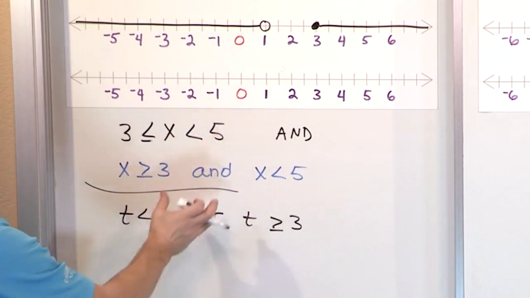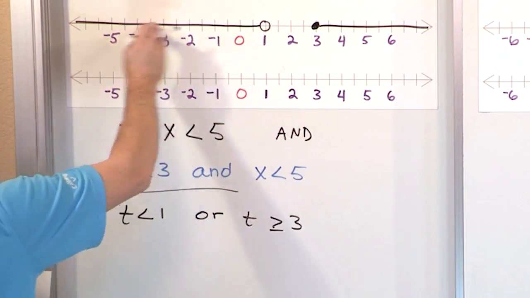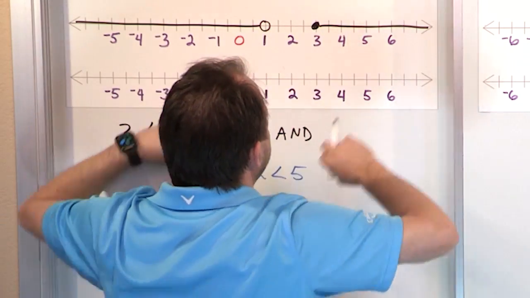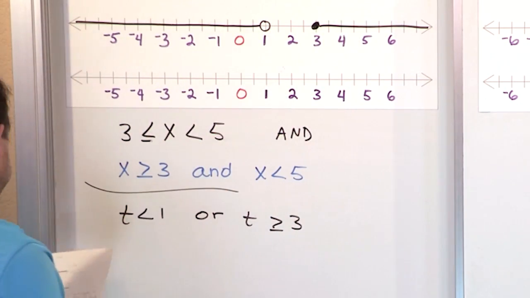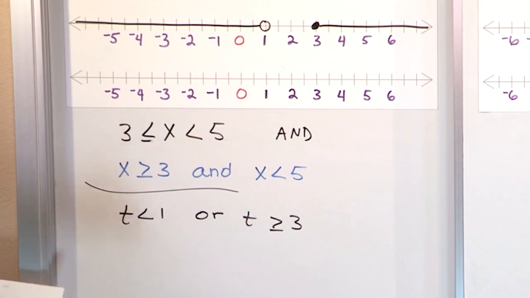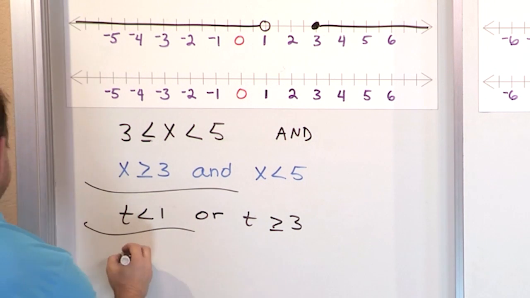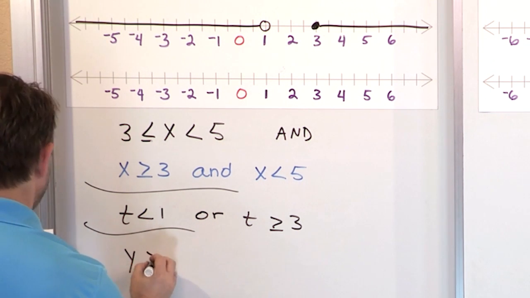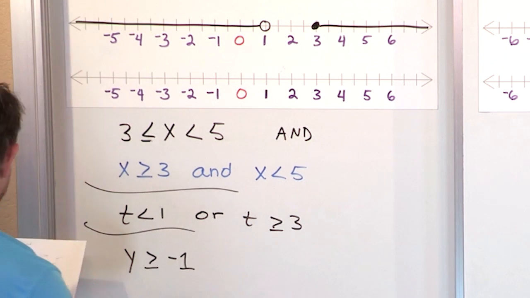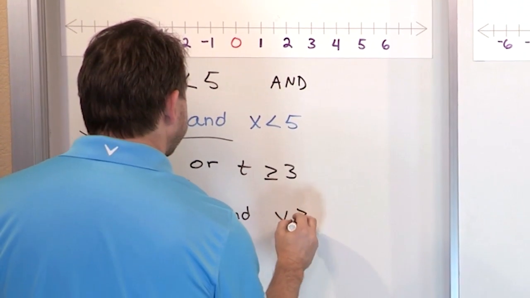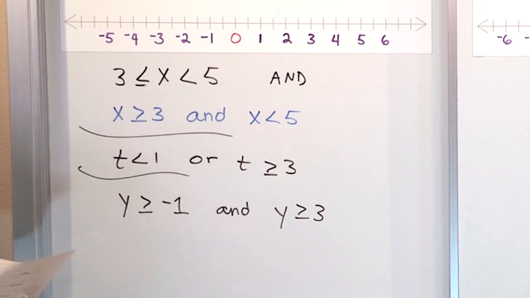And see how they look different. For the or inequalities, it's a left portion of the line and a right portion of the line, open and closed, and that's basically it. The line segments form the ands. All right. Let's do another one. Let's say we have y greater than or equal to -1 and y greater than or equal to 3.